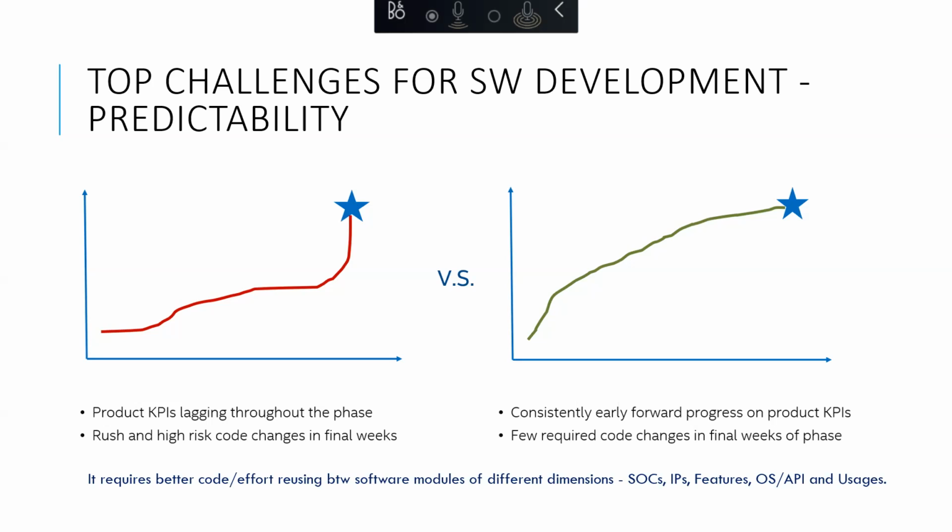You will find you are trying to be a firefighter, to put out the fire in all of your projects. So all those things require some code enhancement, design enhancement in our code. It requires better code effort reuse between software modules of different dimensions: for SoCs, for different IPs, for different features, for different OS APIs, and for different usages. So this is about predictability, the first factor.